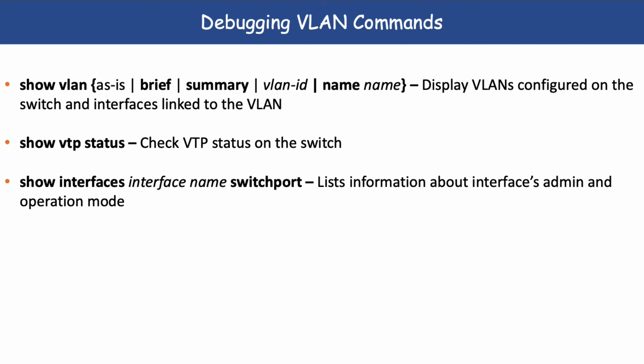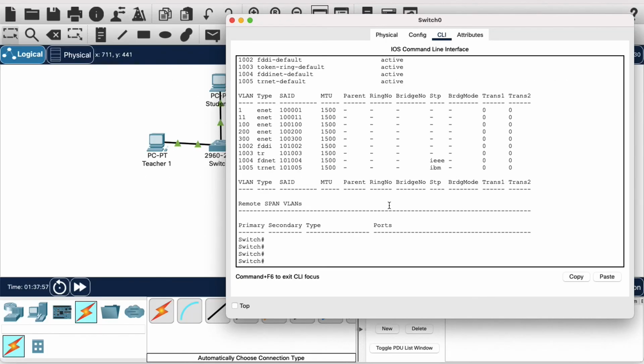So each show command will give you different information. So you need to be very well versed with what information comes from which show command. And this is just a hint that these are some things that you are tested on in your examination. So for example, we did show VLAN brief.